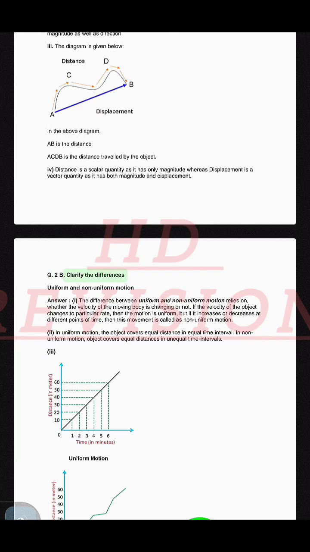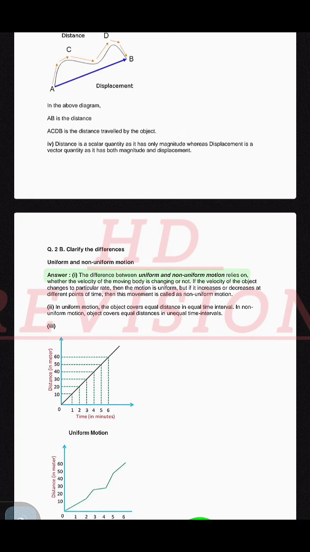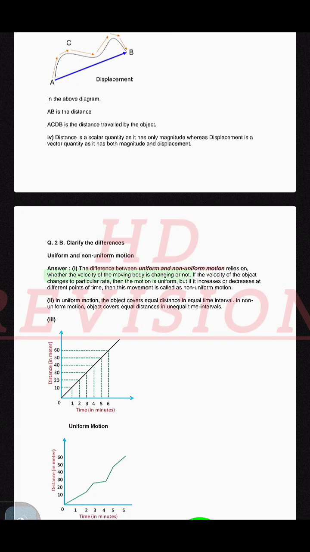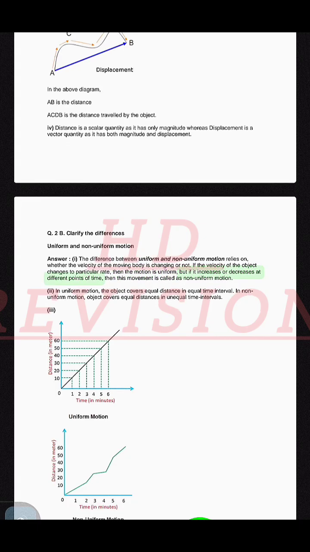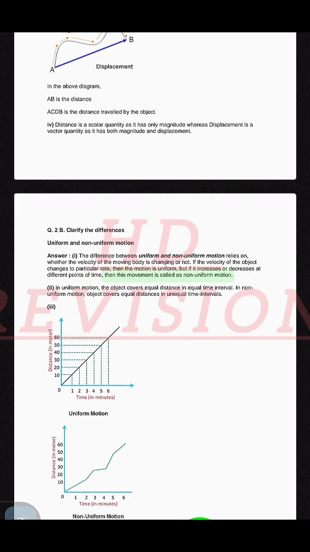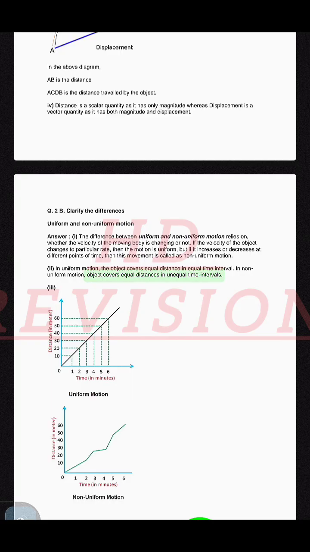Q2b. Clarify the differences. Uniform and non-uniform motion. Answer. I. The difference between uniform and non-uniform motion relies on whether the velocity of the moving body is changing or not. If the velocity of the object changes at a particular rate, then the motion is uniform, but if it increases or decreases at different points of time, then this movement is called non-uniform motion. II. In uniform motion, the object covers equal distance in equal time intervals. In non-uniform motion, the object covers equal distances in unequal time intervals.